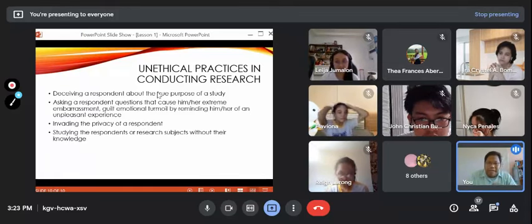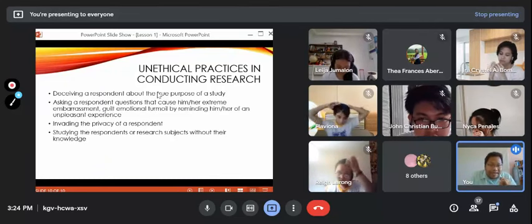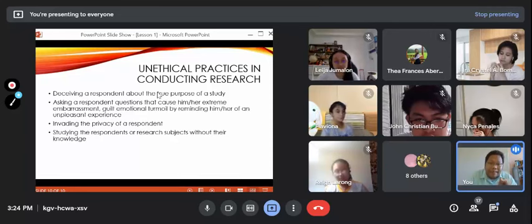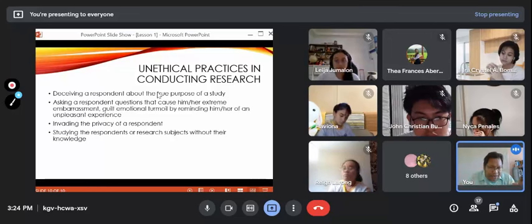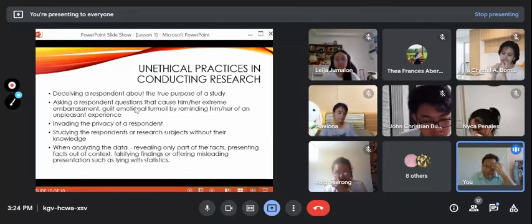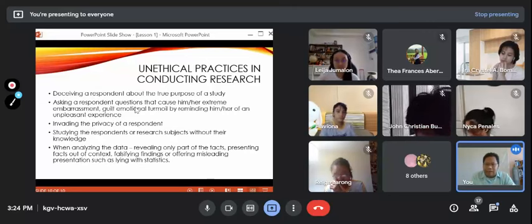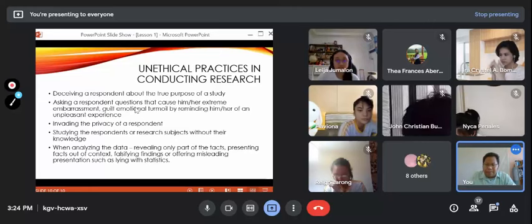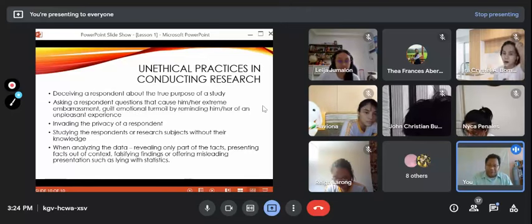So what's going to happen? You'll ask for permission from the barangay captain, and also from the head of that local community that you're observing. The Bajau community has a leader, so you're going to ask for permission from that person. So only two persons will know the purpose of your study. But the ones who are directly observed will not have any idea that you are staying or going there for observation purposes. Next, when analyzing the data, you might want to reveal only part of the facts, present facts out of context, or falsify findings or offer a misleading presentation, such as lying with statistics. That kind of behavior is also unethical in research.